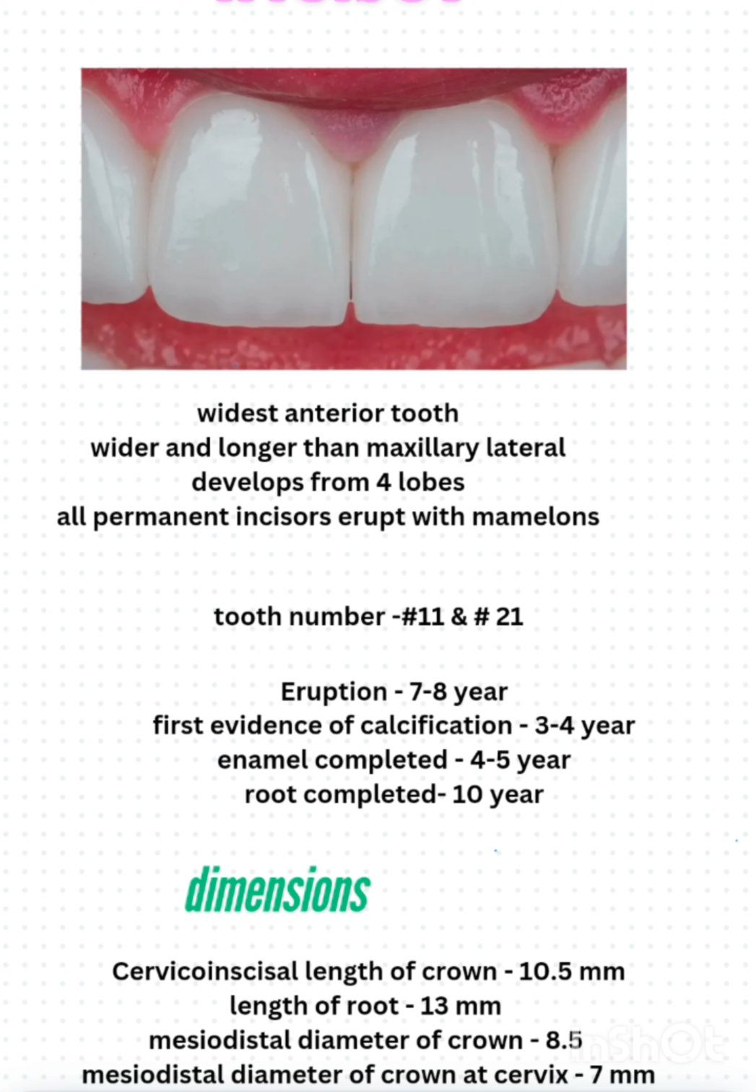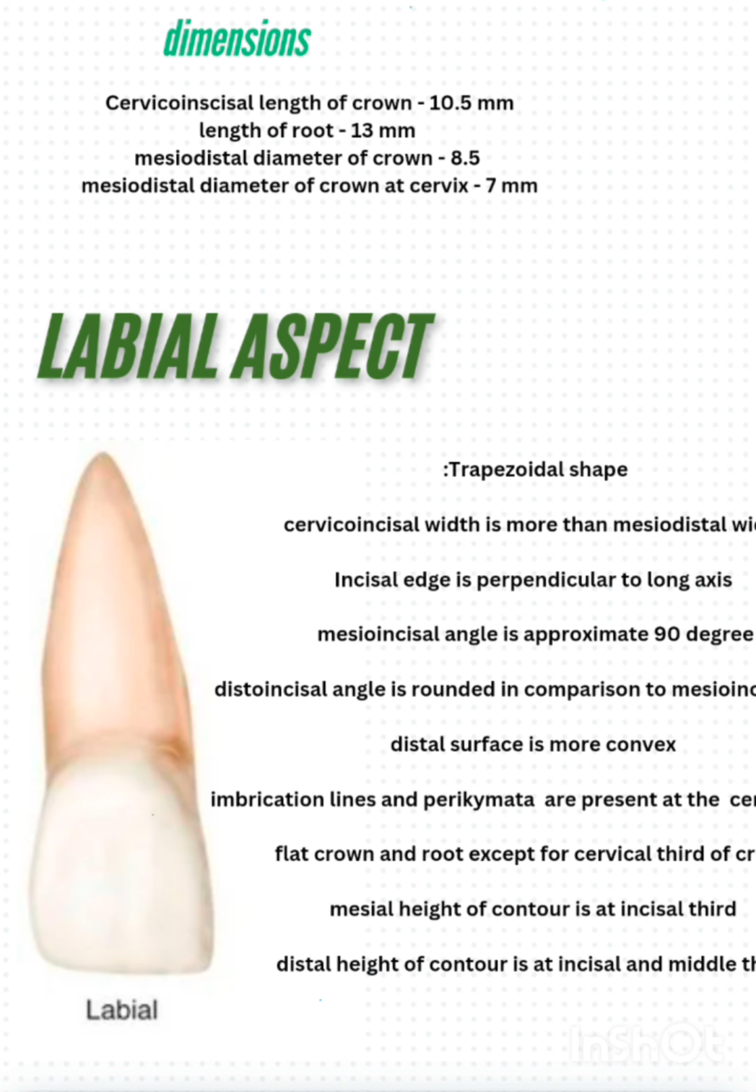Now if we look at the dimension of this tooth, at the cervico-incisal, this is cervical area and this is the incisal, the cervico-incisal is 10.5 mm. And when we look at the mesiodistal length, that is 8.5 mm. Now we will see the tooth in every aspect.